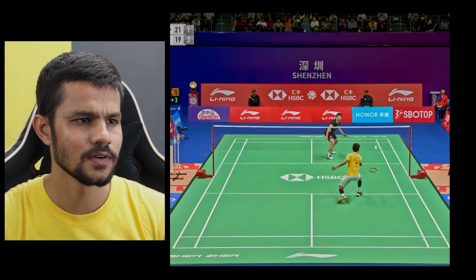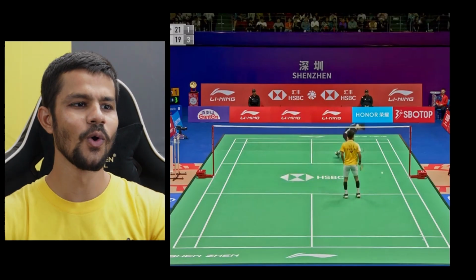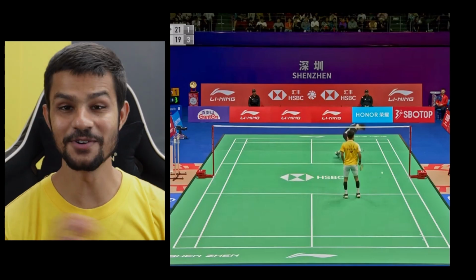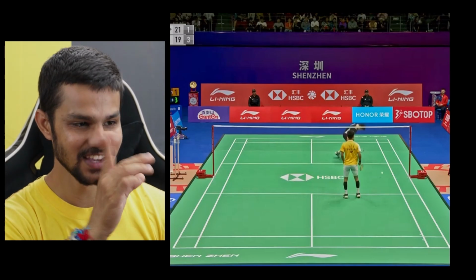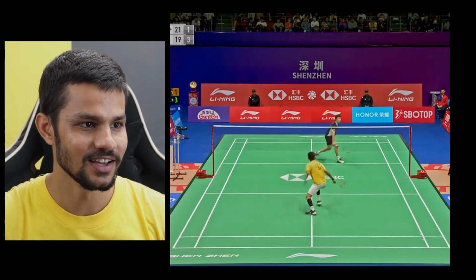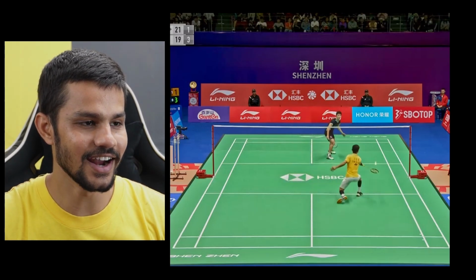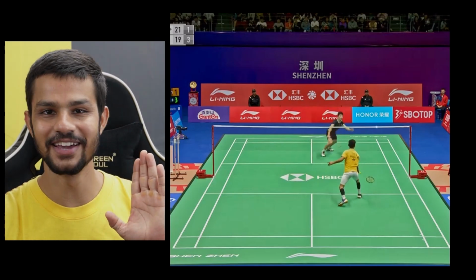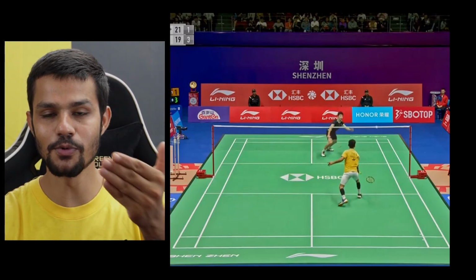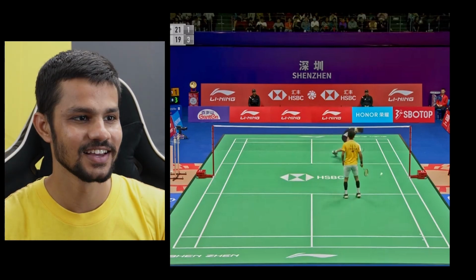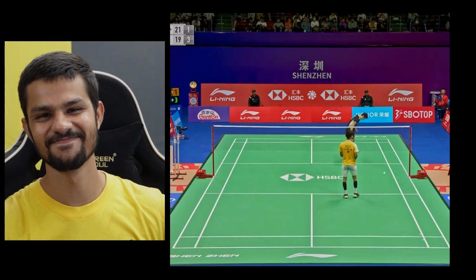Nice. Oh, he tried to hit that shuttle a little bit late. Shi Yu Qi was trapped here, by the way. If you can focus here, just look at this position. Just look at Shi Yu Qi's position. Look, he was going backwards. He was thinking that Lakshya Sen will push the shuttle backwards, but Lakshya Sen tried to do this. But shuttle.